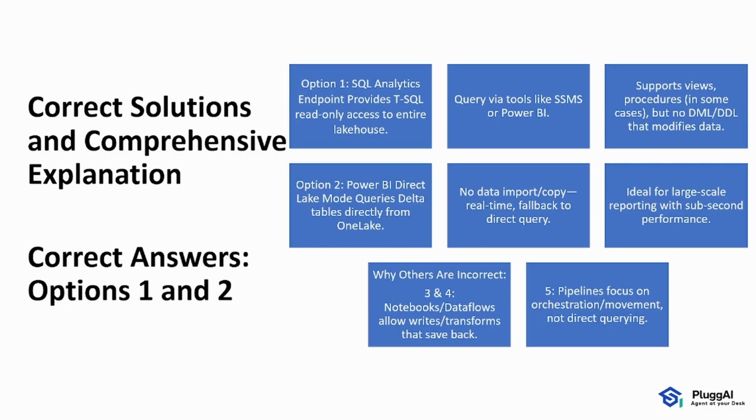Second, Power BI Direct Lake mode. Okay, this one blew my mind when it first came out. Normally in Power BI, you have import mode, which copies the data in, or direct query, which can be slow on big tables. Direct Lake is this hybrid magic where Power BI queries the Delta tables directly in OneLake with basically zero latency. For smaller dimension tables, it might cache a bit, but for your big fact tables, it falls back to direct querying. No data movement, no copies, no imports into the dataset.